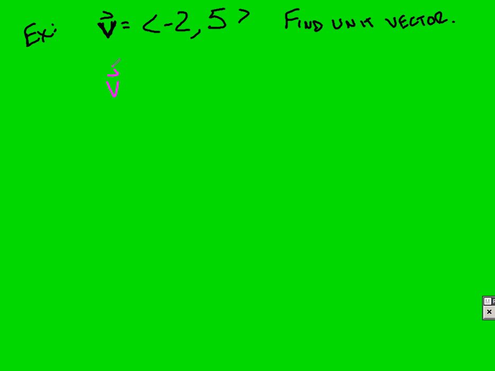First thing we need to do is find its length, which we just said we'll take the square root of each component squared. That'll give me the square root of 29. Then I want to do the vector divided by its length. So I'm going to take each component in that vector and divide it by the square root of 29, divided by that length. Negative 2 over square root of 29, 5 over square root of 29. That right there is your unit vector as it is.